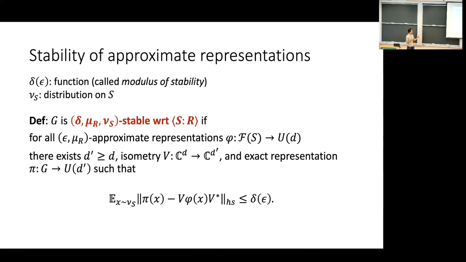So the modulus of stability is some function of epsilon, and you should think of as epsilon goes to 0, you want delta to go to 0. Right? So the closer and closer you are to an exact representation, so the smaller the epsilon gets, you want to be closer to an exact representation.